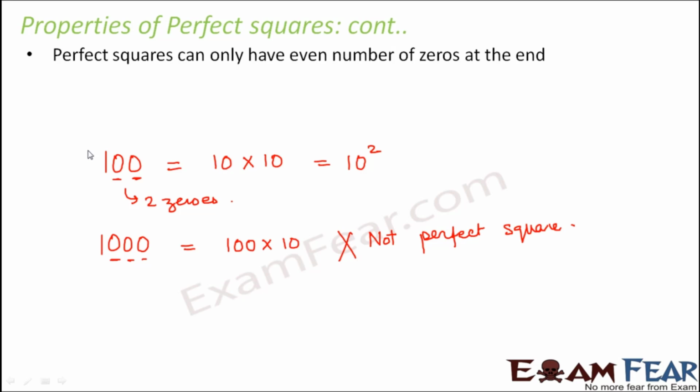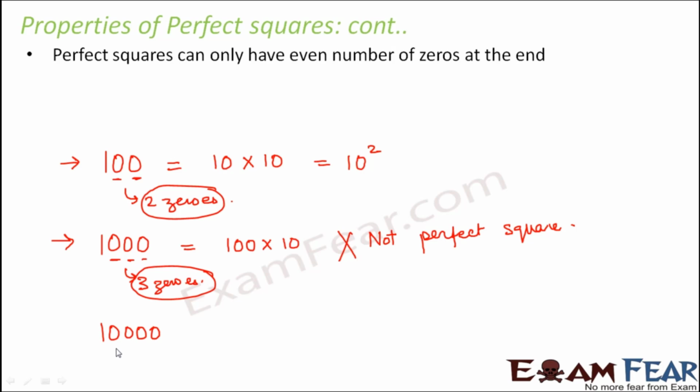So with these two examples, what do we see? That a perfect square has an even number of zeros, whereas a non-perfect square has how many zeros? An odd number of zeros. See, here you have 3 zeros. So a number ending with an odd number of zeros will be a non-perfect square, and a number ending with an even number of zeros would be a perfect square.